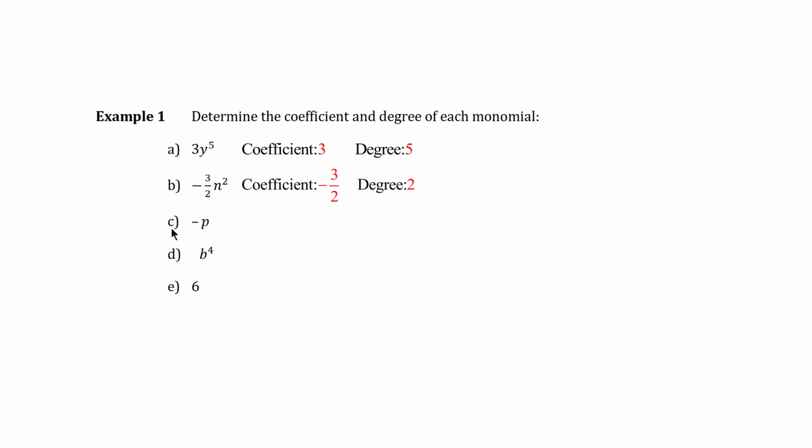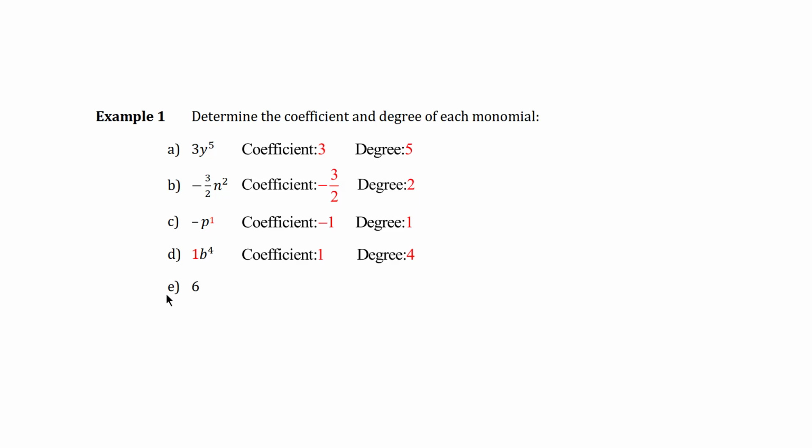For part C, we have negative p. The coefficient for this monomial is negative 1, and the degree is going to be 1. It's understood when the exponent on the p is not written that it would be a 1. For part D, we have b to the fourth power. The coefficient would be 1. It's understood that there would be a 1 in front of the b to represent that you have 1b, and the degree would be 4.